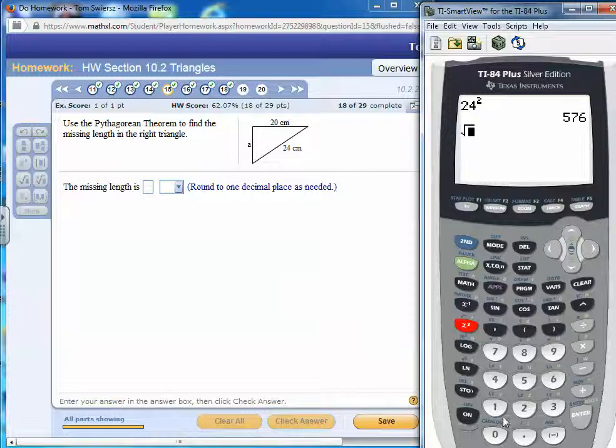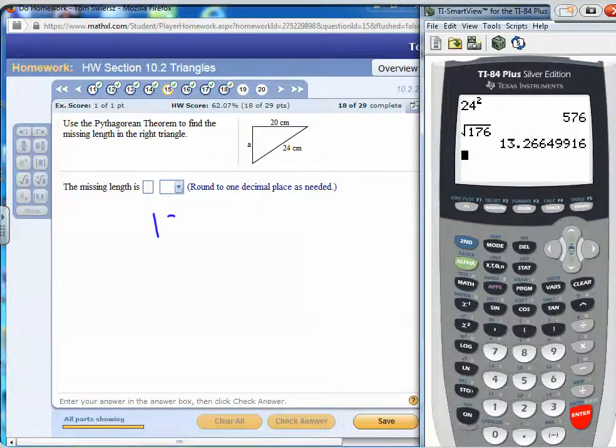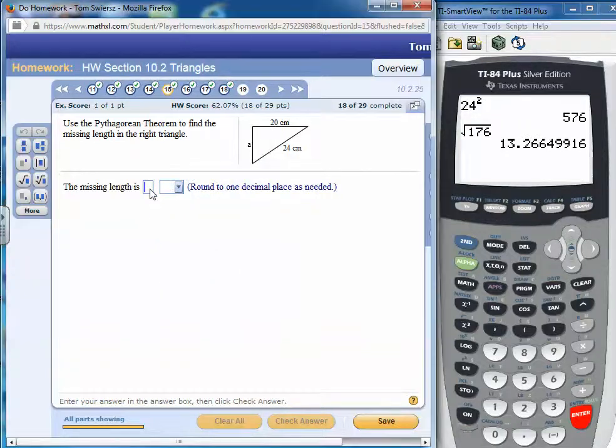Second, square root, 176, and we get 13.26. To the nearest 1 decimal place, there's a 6 in the second decimal place, so we're going to add 1, and it rounds off to 13.3. All the units are the same, so it's in centimeters. So it's going to be 13.3 centimeters. It's a linear measure. All right, very good.